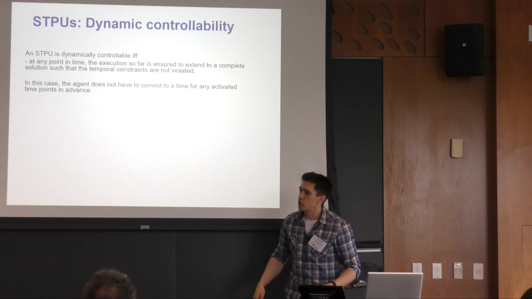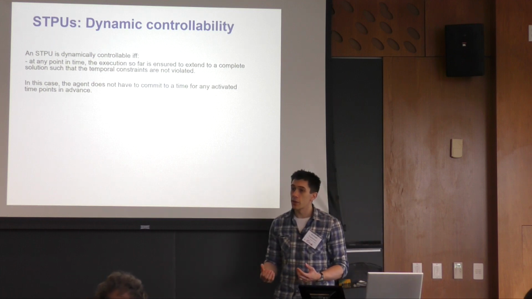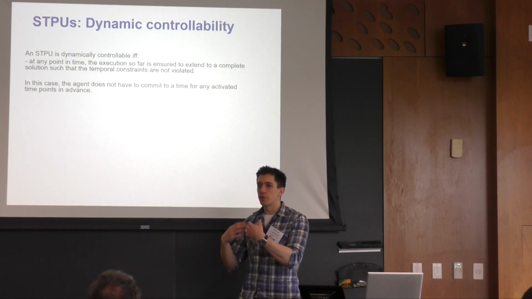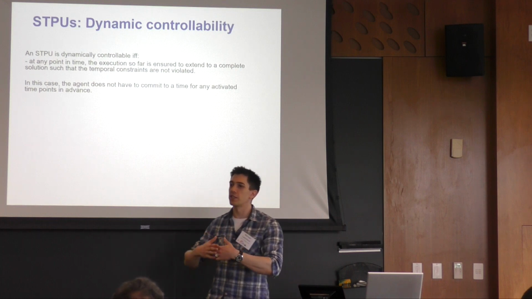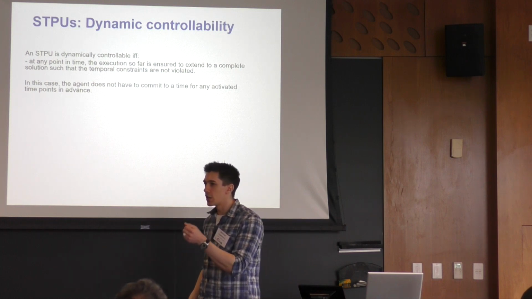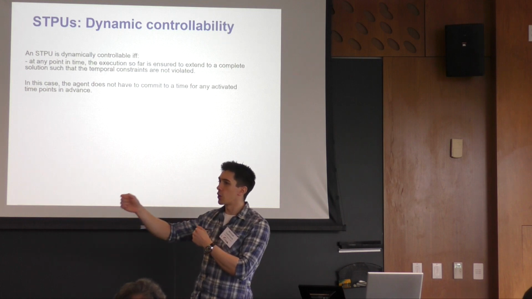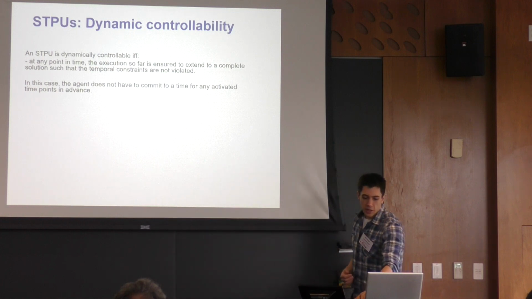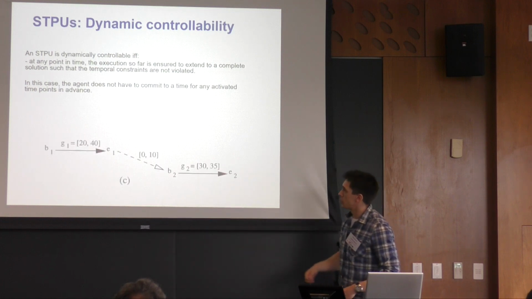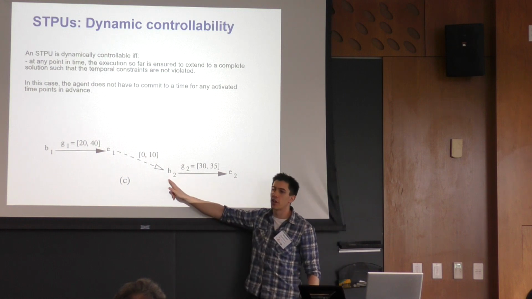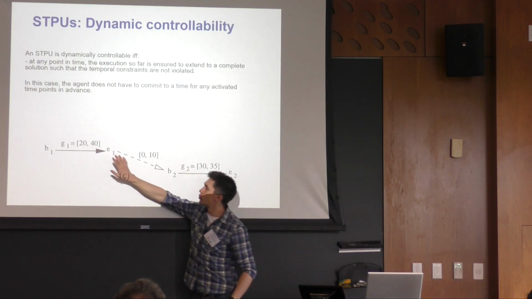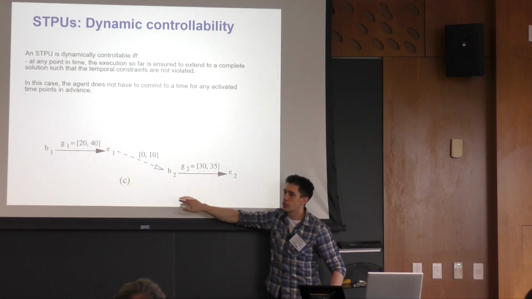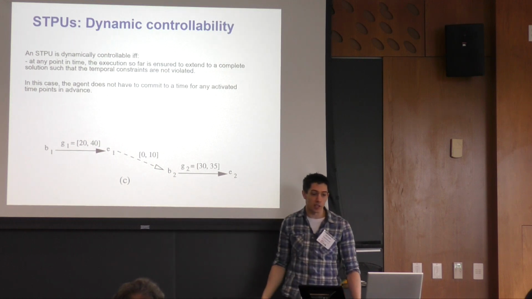So we introduced this concept, dynamic controllability. Dynamic controllability is simply saying that the execution so far has led to a point at which the rest of the plan is still executable. You never have to make a choice about a time point in the future where your guess might invalidate the plan. So in this case, this one is dynamically controllable. By the time we have to decide when to dispatch B2, we now know what the real duration of this action was. And so we can make a guess about this, which will satisfy all of the temporal constraints.